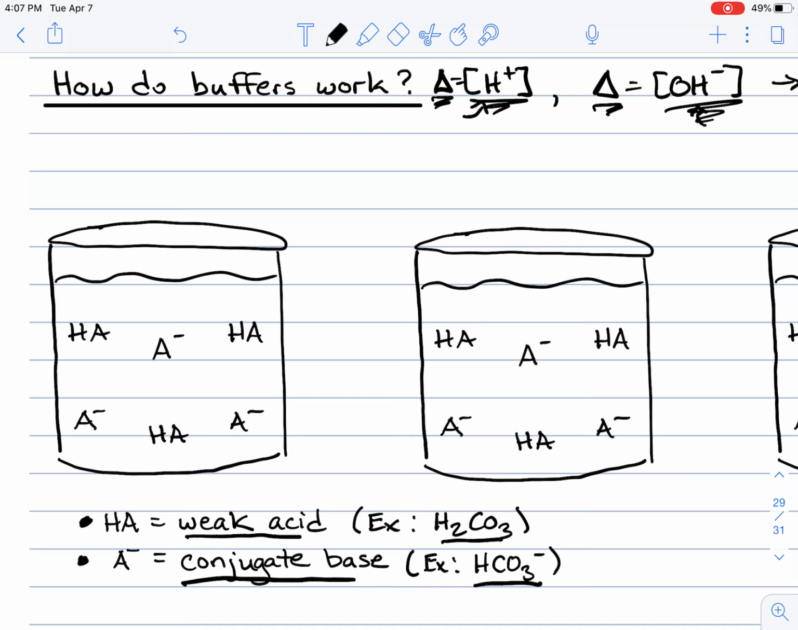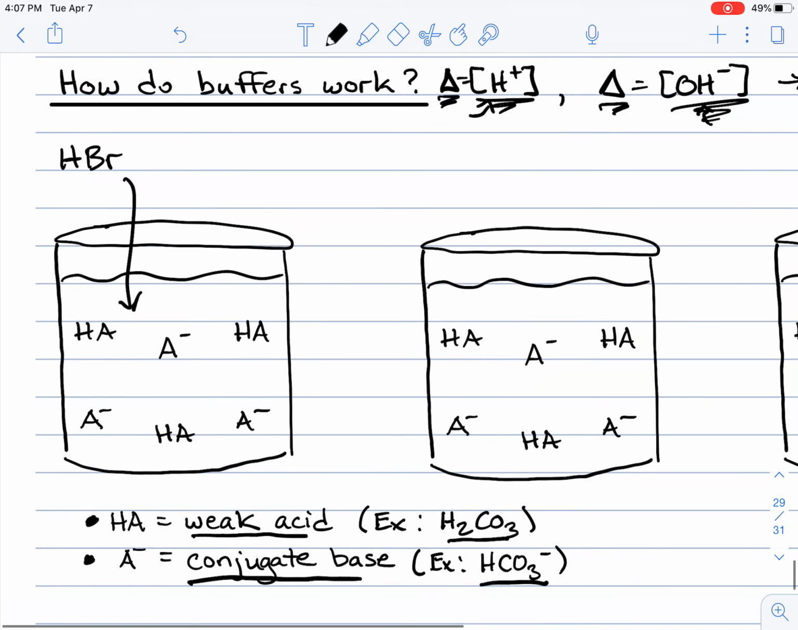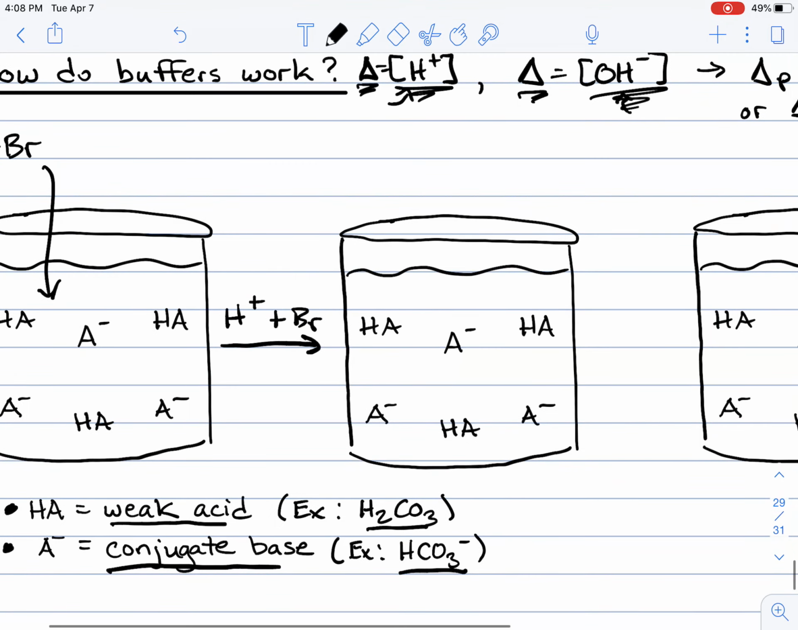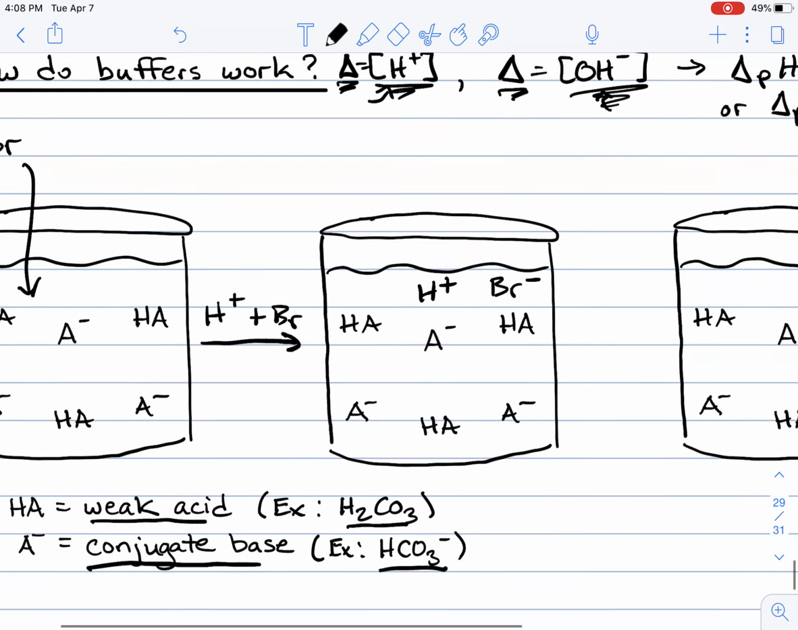Imagine that you have this buffer system inside your beaker, and let's just say that you put in some strong acid, such as hydrobromic acid. When you put hydrobromic acid inside this solution, that HBr is not going to remain as HBr. In solution, it's going to separate into H plus and Br minus. So what you have here is just H plus and Br minus floating in solution.